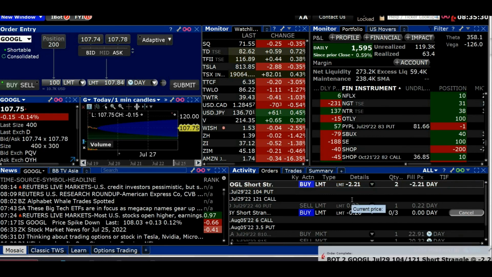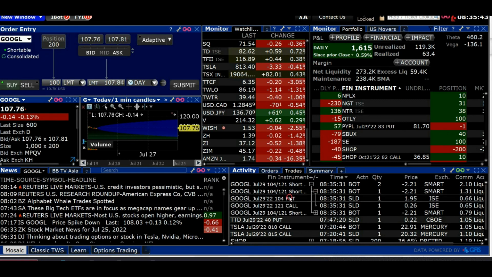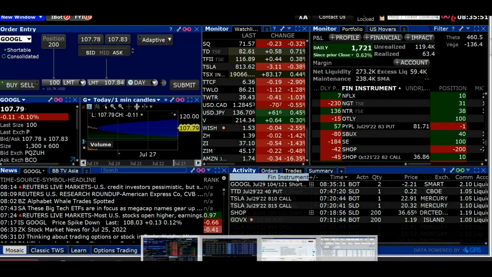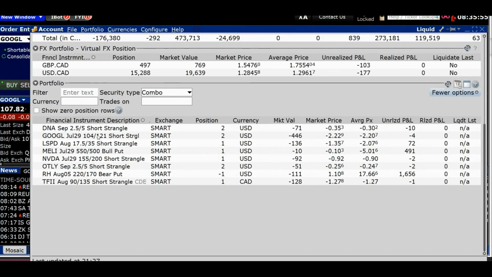Order partially filled. Order filled. So that is 2 short strangles at 221 each, and the short strangles are made of 104 put and a 121 call. So that's going to get added to my portfolio over here under combo. That's the new one here. I'm losing $4 so far. Let's see how it goes throughout the week.